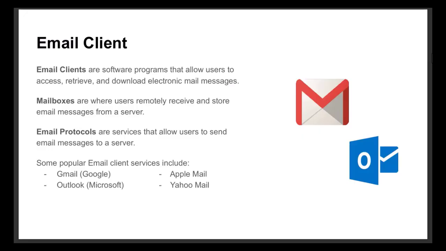The first type of collaboration software we're going to discuss are email clients. Email is a software program that we use to allow our network users to access, retrieve, and download electronic mail messages. Email clients are organized in mailboxes. Mailboxes are the way that we can organize and structure our email software to store and receive our email messages. Some popular email client services you will see include Google's Gmail, Microsoft Outlook, Apple Mail, and Yahoo Mail. We use email clients with certain types of email protocols.